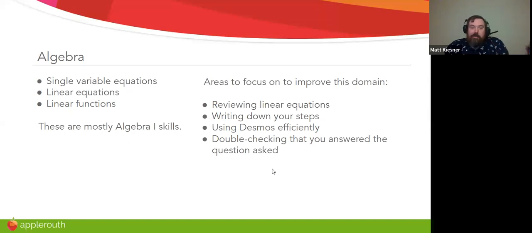And I'm going to be saying this pretty much on all the math ones. Double check that you answered the question asked. Maybe you found the X value for a system of equations, but they wanted the Y value. And the X value will be one of the answers, because of course it is.